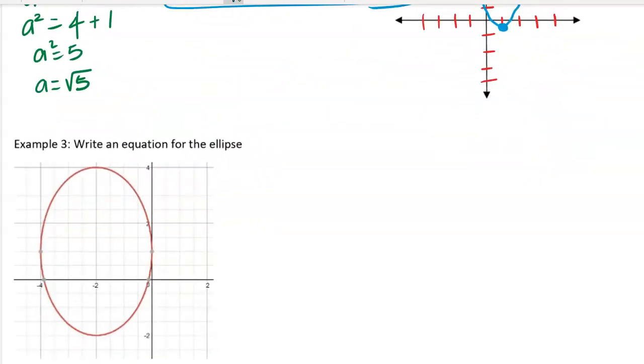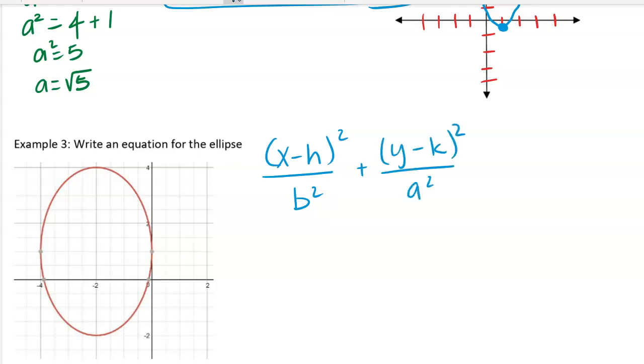This is, all right, write your own equation for this one. So check it out. How is this positioned? Vertically, so x minus h quantity square over what? B square. And then y minus k quantity square over a square equals to 1. Okay, you write it in. Find all of those important values.